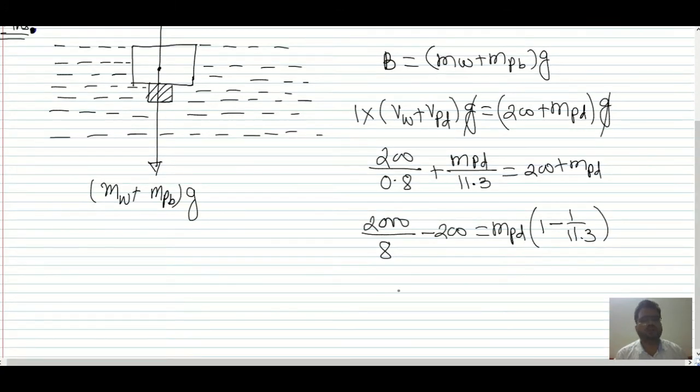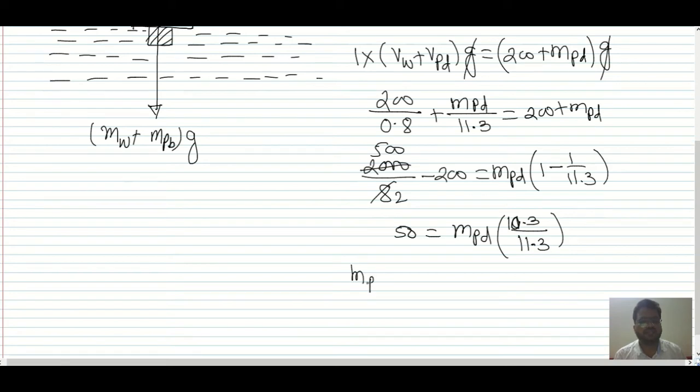तो अगर इसको आप solve करोगे तो you will get the mass of lead. This is 4 2s are 8, 4 5s are 20, so 250 minus 200, it will become 50, is equal to mass of lead in bracket, this is 1.3 divided by 11.3. Sorry, it is not 1.3, it is 10.3 है ना. 11.3 minus 1 is 10.3, right? Okay, so mass of lead we have is 50 into 11.3 divided by 10.3.